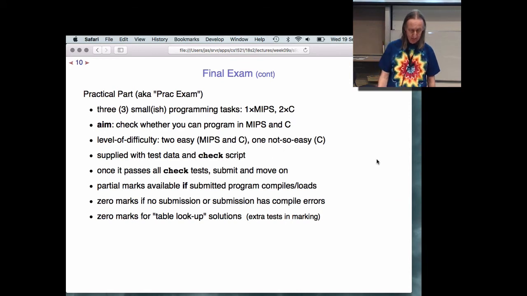Most of the questions don't lend themselves to that, but there are some, I'll have to be careful, but basically what I mean by table lookup solutions is you just look at what the input is and then you print the appropriate output. Cheap and nasty. But you don't get any marks for that, so don't waste your time. Try and solve it properly.